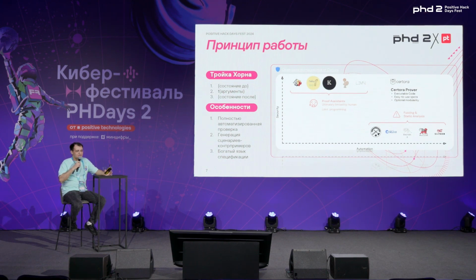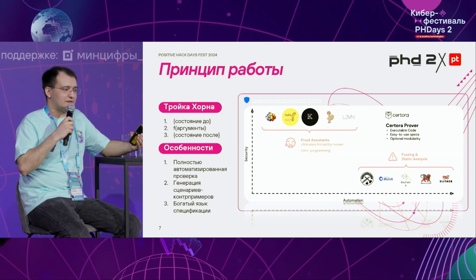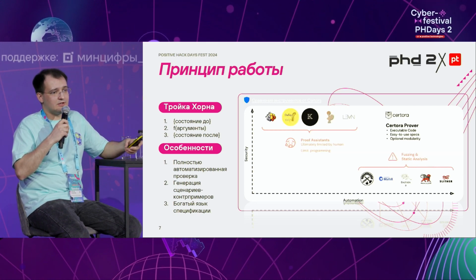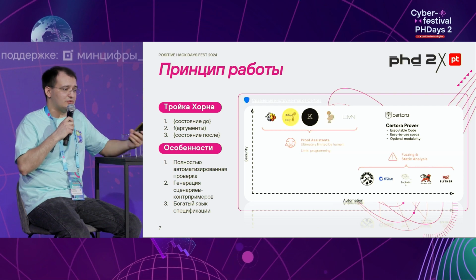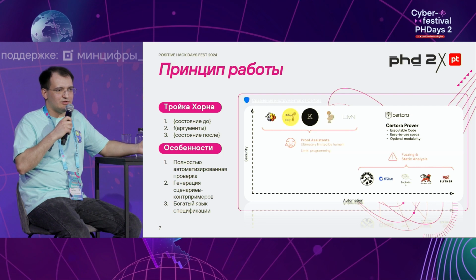The Certora Prover utilizes Horn triplets. We have the previous state, some function is called, and the state after. Everything is simple.